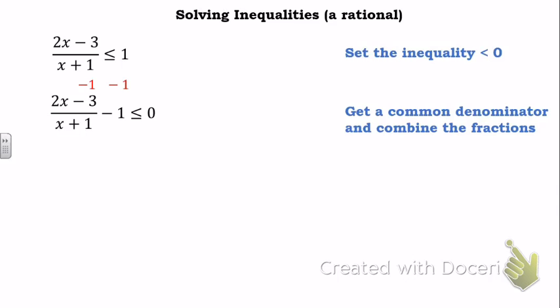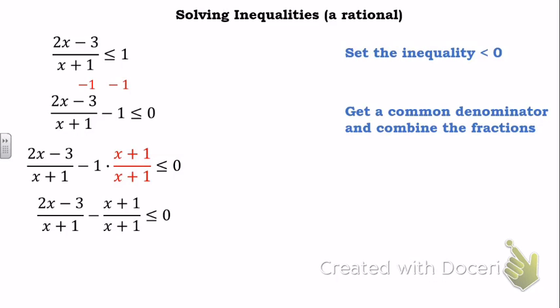Now I'm going to combine. I'm going to get a common denominator and combine the two. So I have one fractional expression. My common denominator is going to be x plus 1. So I need to multiply the constant of 1 by x plus 1 over x plus 1. And I get this.